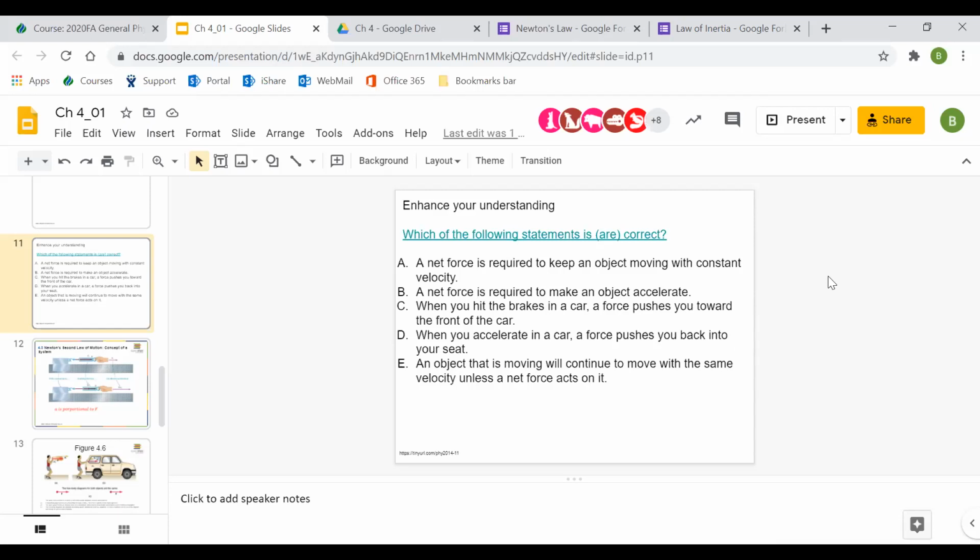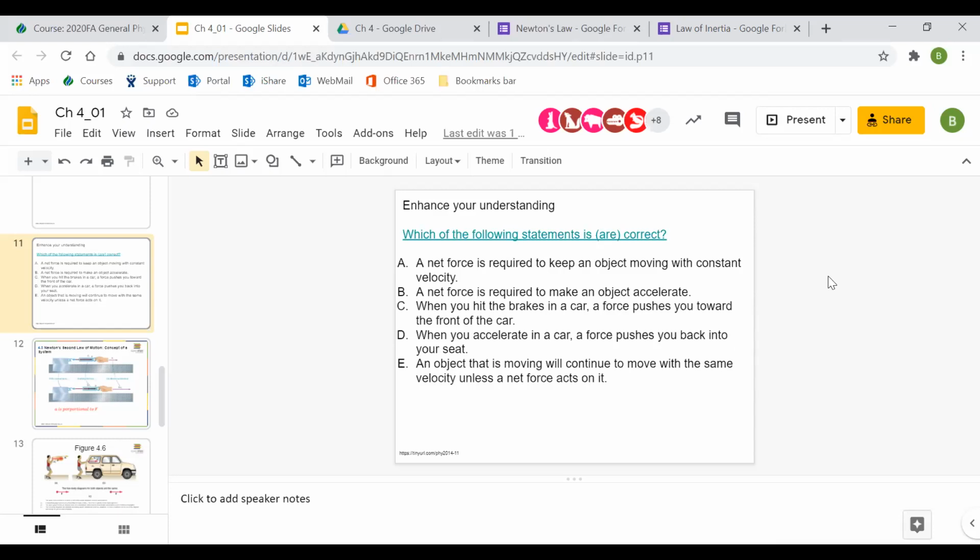Similarly, on D, when you oscillate your car, a force pushes you back into your seat. Nobody is pushing you from in front of you, and nothing is pushing you. It's just because when the car is oscillating, its velocity starts to increase, but your body has a tendency to keep its original, slower velocity. So you feel like someone is pushing you back into the seat, but it's actually not the case. So C and D are both false.